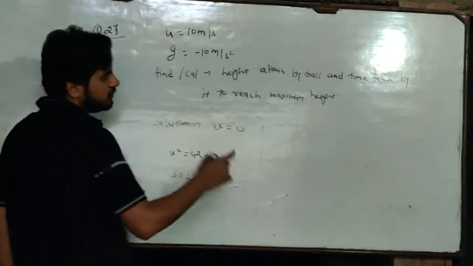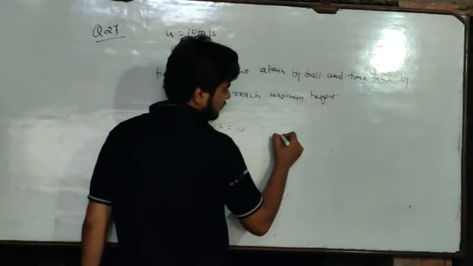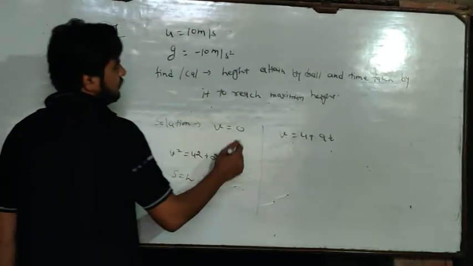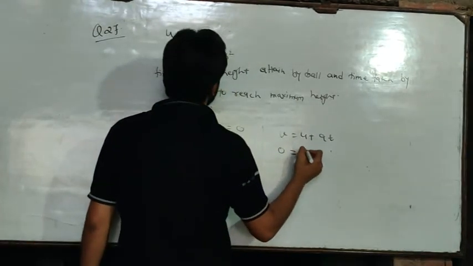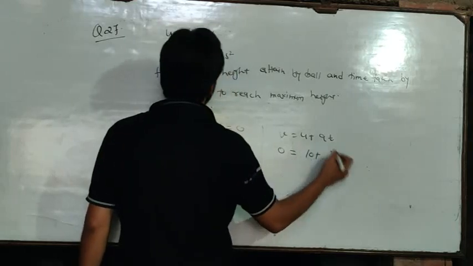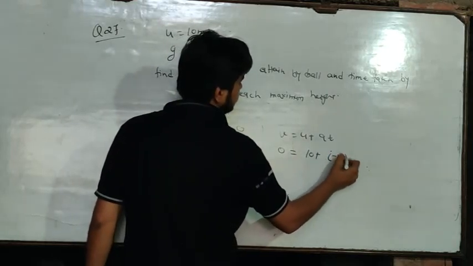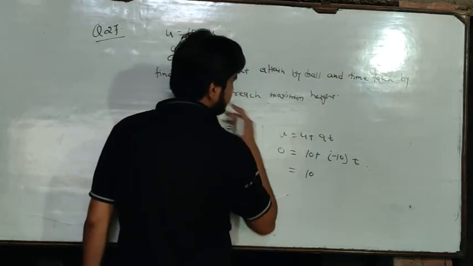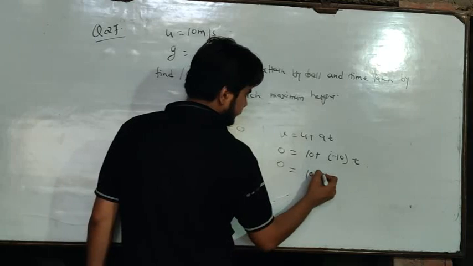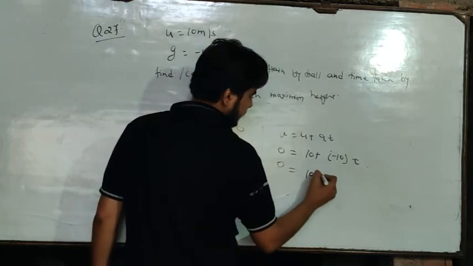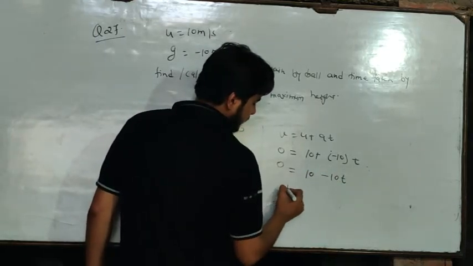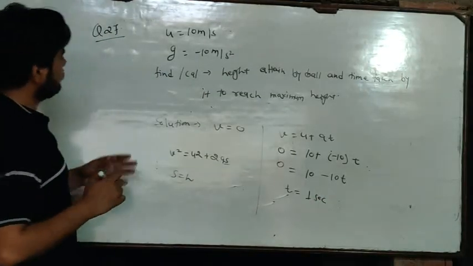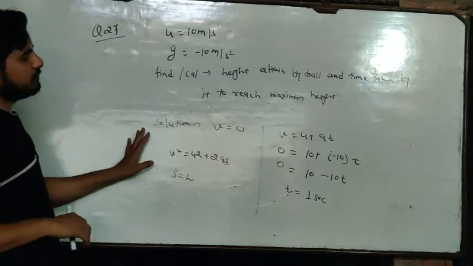And in the second portion, time. We have the first equation, v is equal to u plus at. We know the value of v. 0 is equal to 10 plus the value of a, minus 10, into t. This is equal to minus 10t. So t is equal to 1 second. This is done. Complete this portion by yourself.